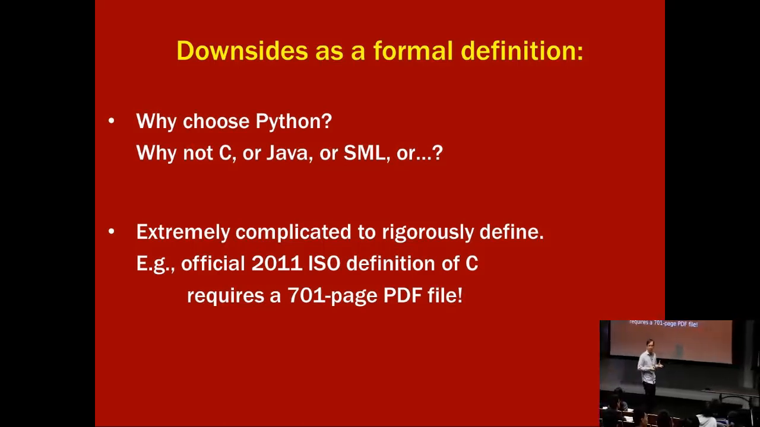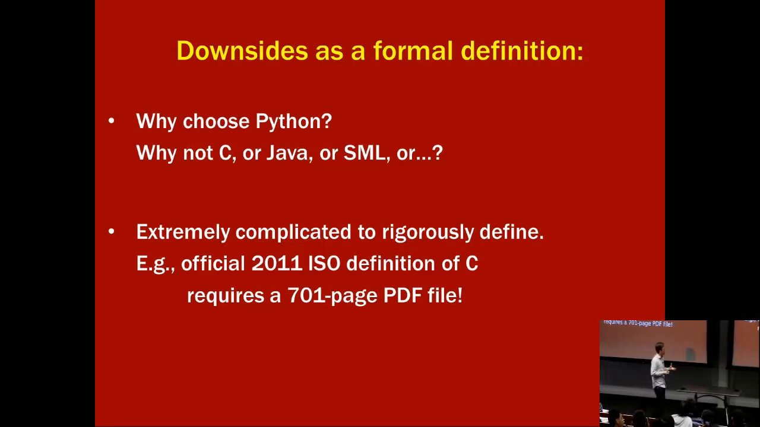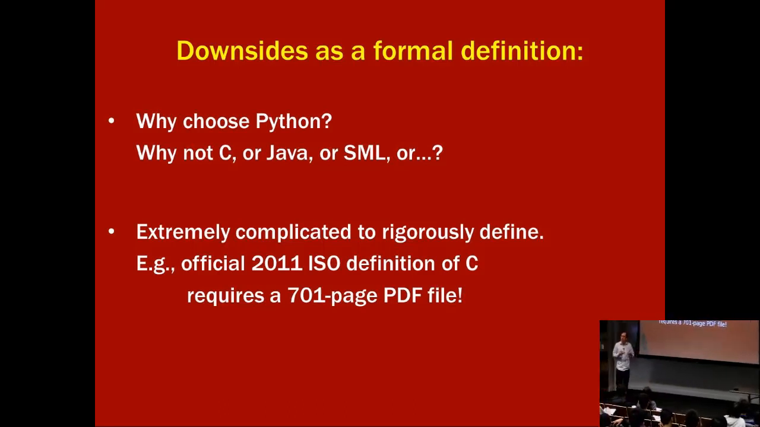Another unnatural aspect of it as a formal definition is we'd really like to rigorously define these things. And even C, which is considered to be a pretty basic language, without too many features, is very complicated. If you look at the official international standards definition of it, it's like a 700-page document just to define the rules of C. And Python, I don't even think has an associated document. It's kind of defined by what it is. So that's going to make it a little painful to reason about it formally.